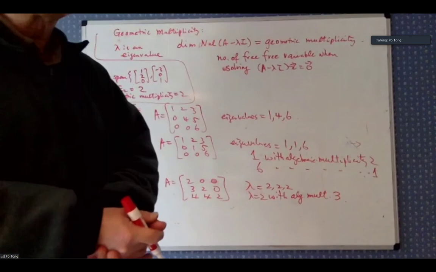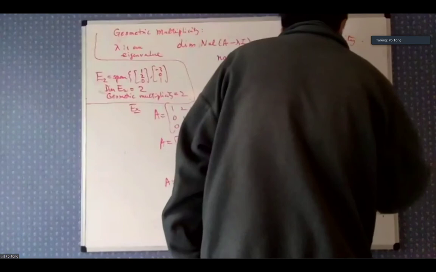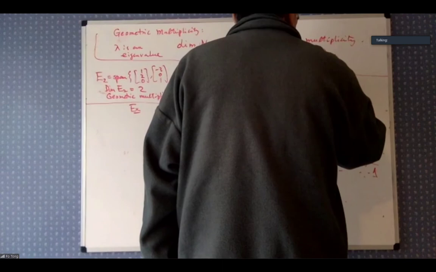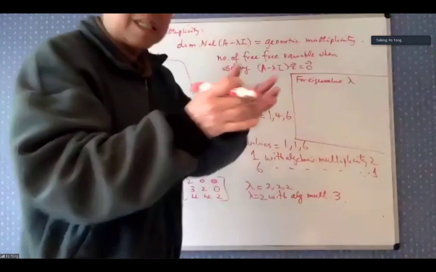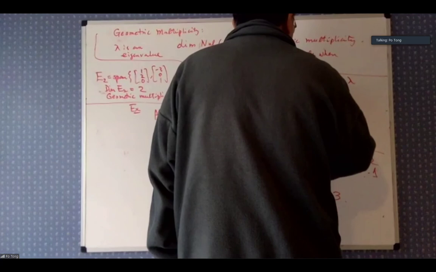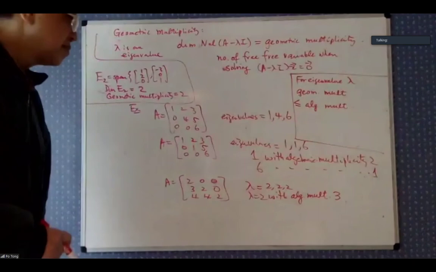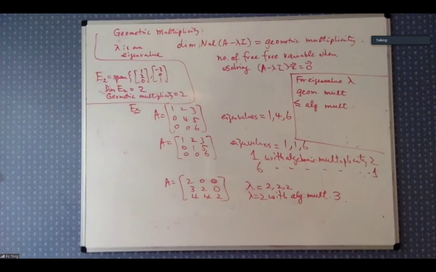The result that you need to know: for a fixed eigenvalue lambda, geometric multiplicity is always less than or equal to algebraic multiplicity. Okay, this is how they are related. And it can be equal. When they are equal, then it has significance.